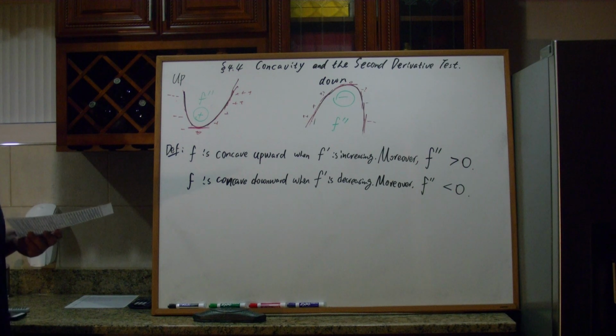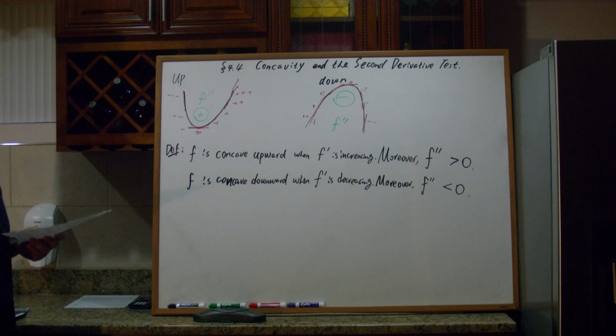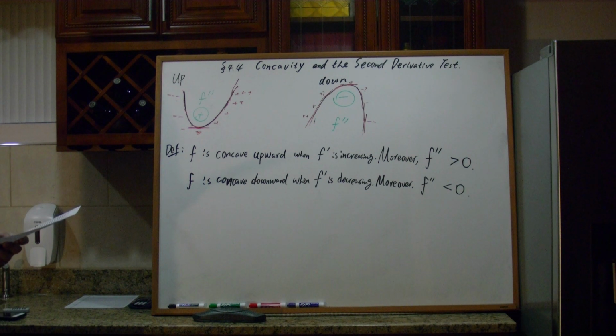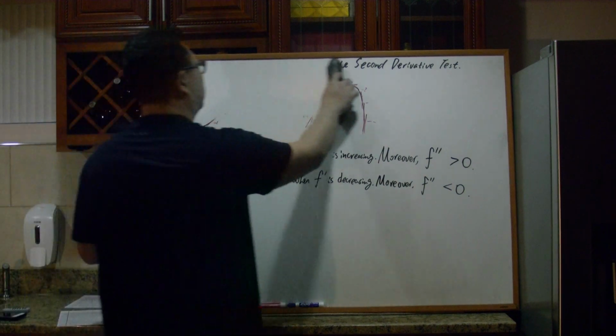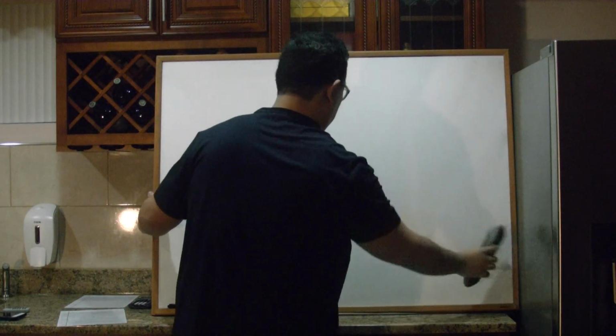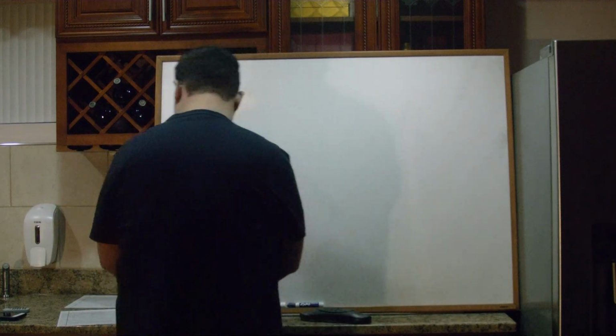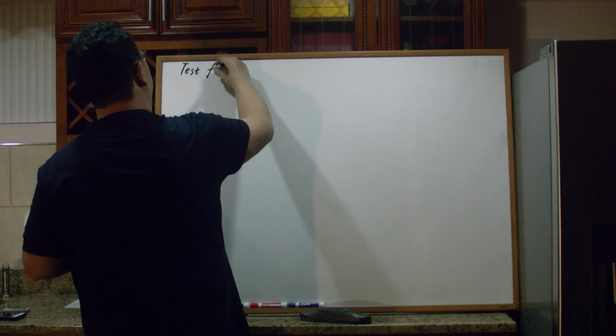So that is the definition of concavity. If we're looking for concavity interval, we're just looking for where the f double prime is positive, that's concave upwards, where f double prime is negative, that means f is concave downward. So that is the definition, and we use that as an aid to find out what we need to find. Right, so test for concavity.